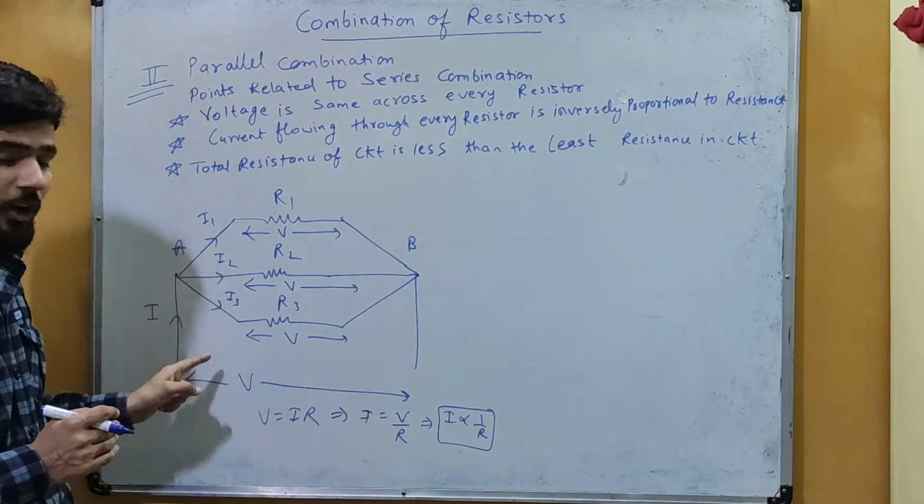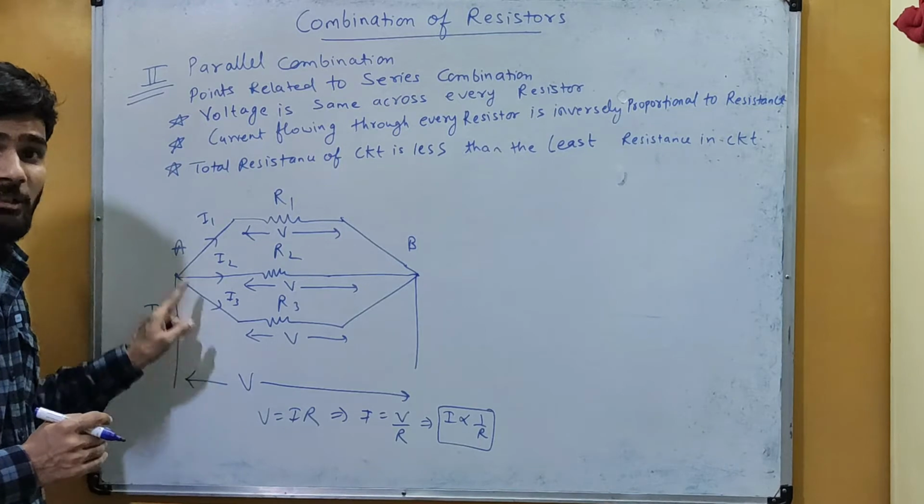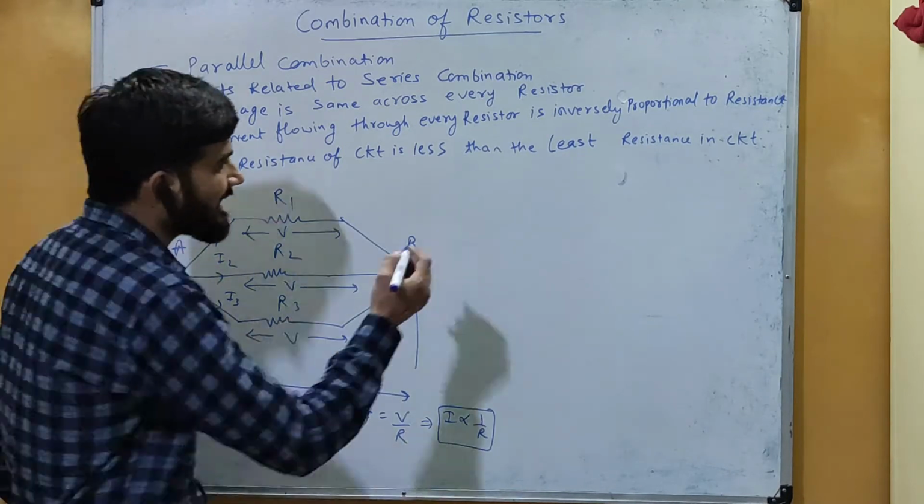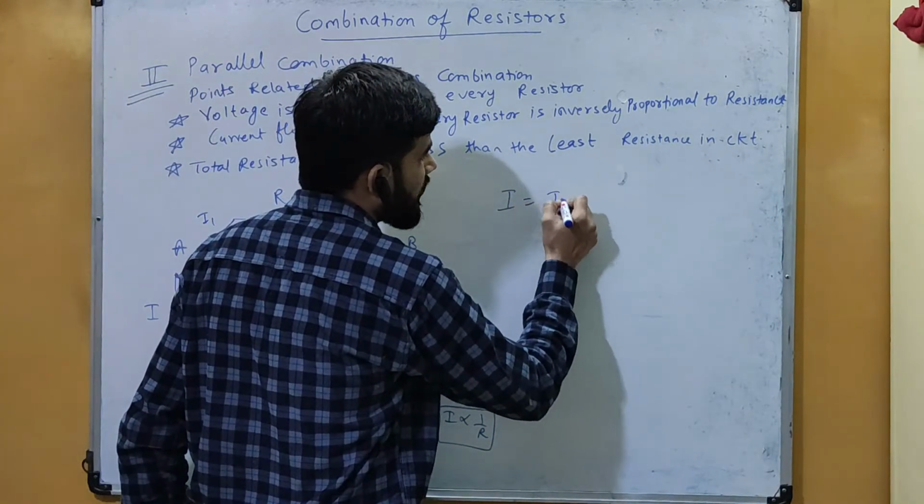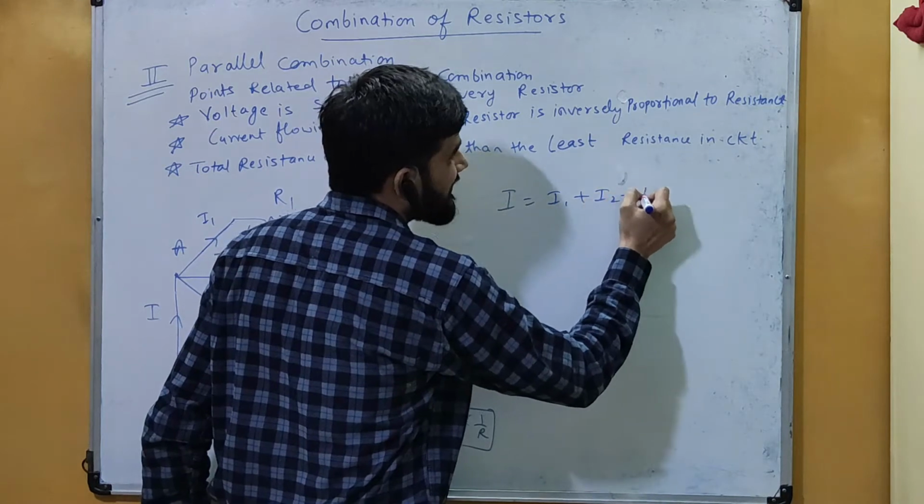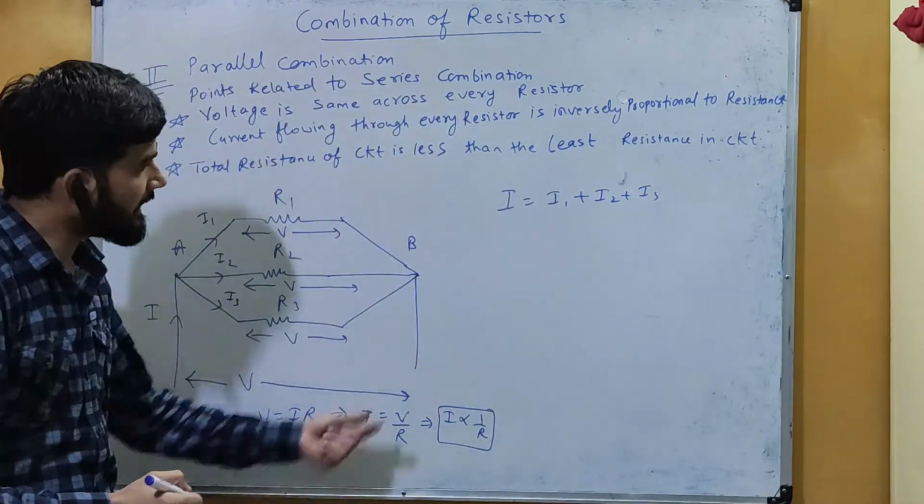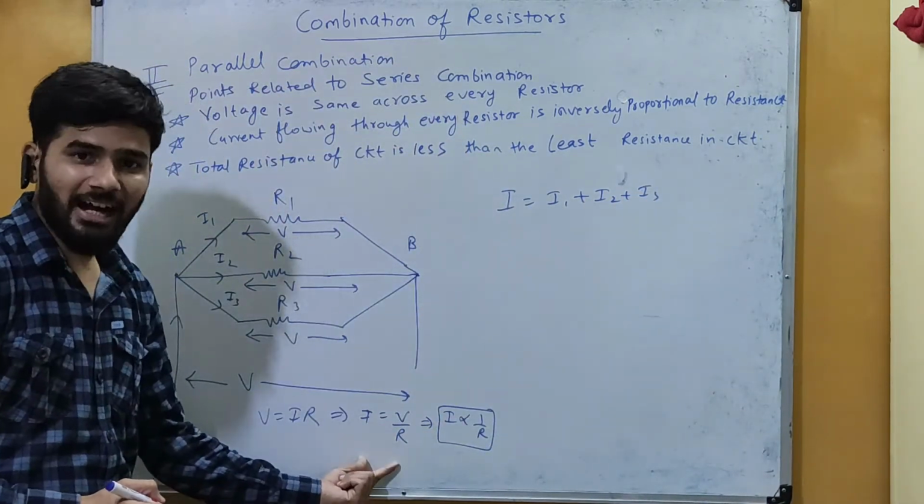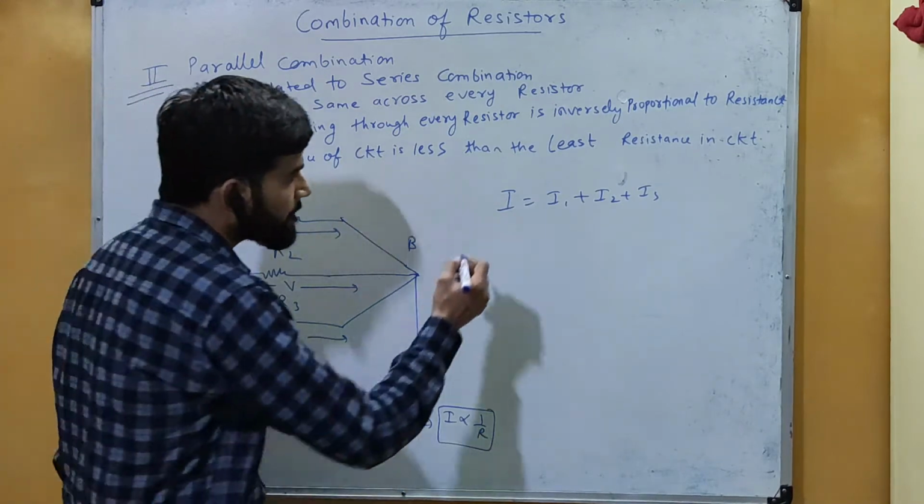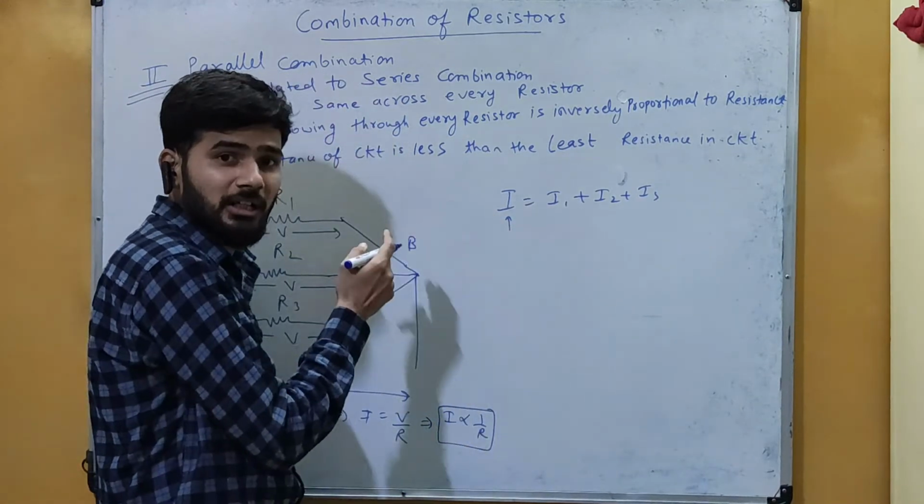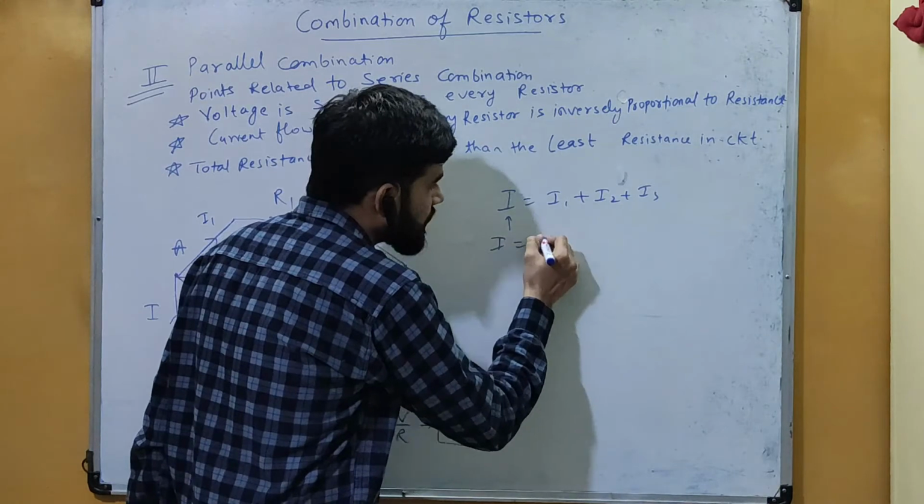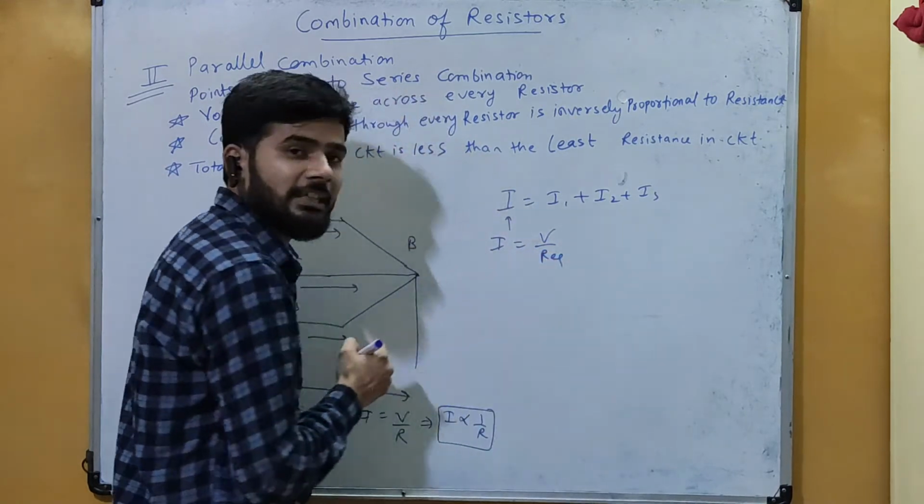Okay, now as all the current is getting divided, but the total current is equal to I, so I can write here this I is equal to I1 plus I2 plus I3. Okay, now this I from Ohm's law I can write I is equal to V by R. So this is the equivalent or the total current. So I can write this I is equal to V by R equivalent.